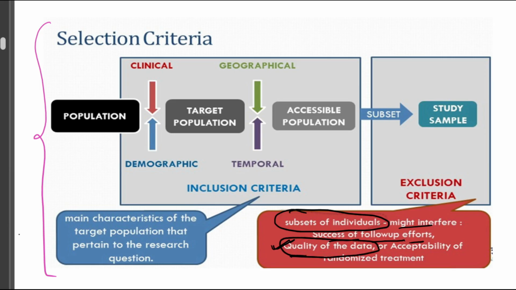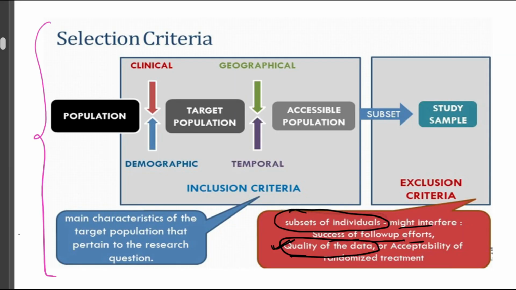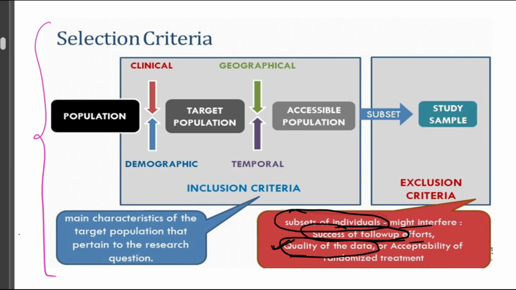Quality of data, success of study follow-up, success of follow-up, study follow-up, it is written over here. Okay, so all these things come under the exclusion criteria. They come under the exclusion criteria. Please remember this chart. This chart is very important.